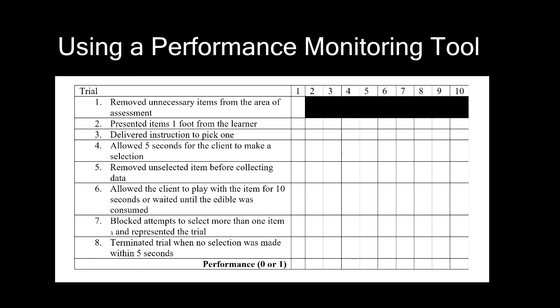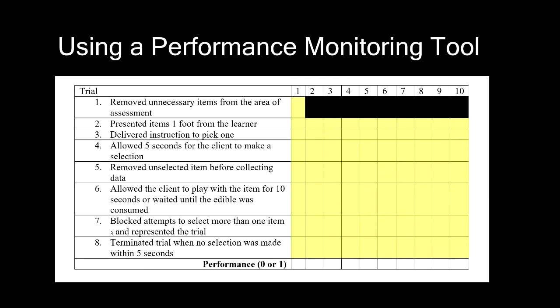To make sure that you are conducting a peer stimulus preference assessment correctly, your supervisor might use a performance monitoring tool like the one shown here. To refresh your memory, a performance monitoring tool is used to list all the steps necessary for you to perform a particular task correctly. On this section are all the steps that you need to perform to conduct a peer stimulus preference assessment. On this section, they will mark whether you performed the step correctly or incorrectly.